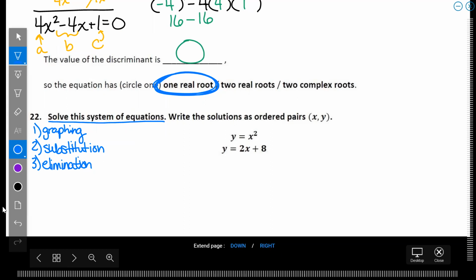If I'm going to use substitution, I either want the x all by itself or I want the y all by itself in at least one equation. Do I have that? Yes. If I already have an x all by itself or a y all by itself, then that's probably what I want to use. So we're going to use substitution on this one.